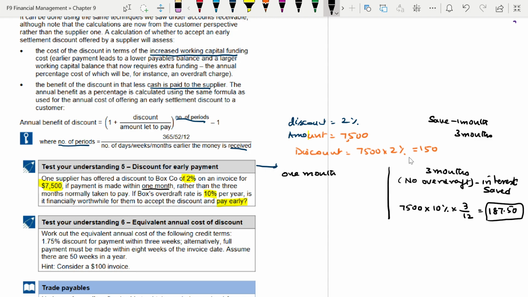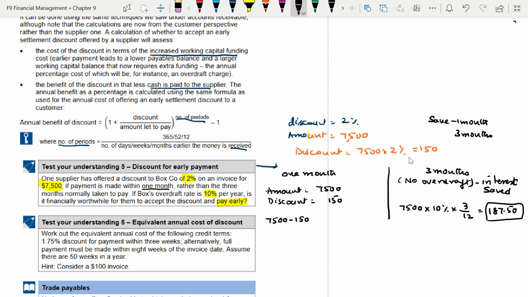If you are accepting the discount, how much are you paying within 1 month? The amount is going to be 7,500. You are receiving a discount of 150, and you are paying within 1 month, so 1 by 12. Now what happens?